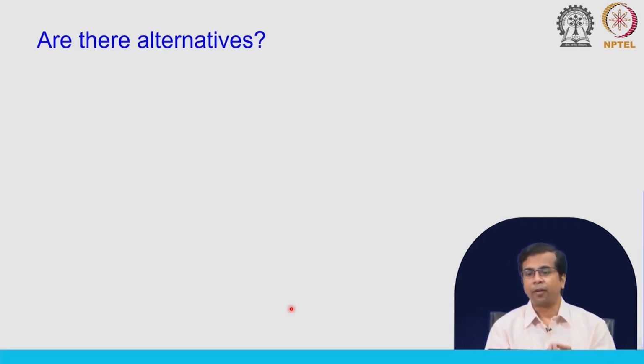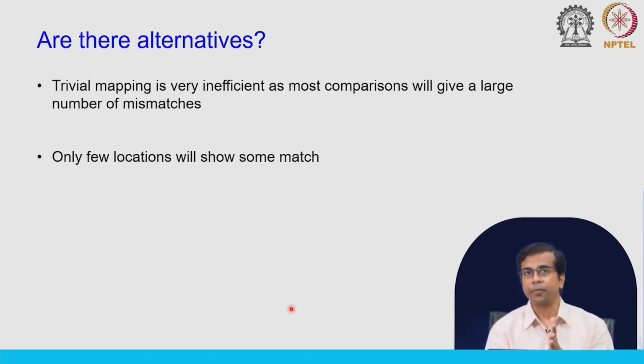So, the question is, are there alternatives? Can we do better in certain ways? As we have seen, trivial mapping is very inefficient, because most of the comparisons will give you a large number of mismatches. These are unsuccessful attempts. We are making a lot of unsuccessful attempts and we have just one or two successful attempts, so only a few locations will show some match. So, maybe in some way we can reduce this number of unsuccessful comparisons, and that will reduce the time.